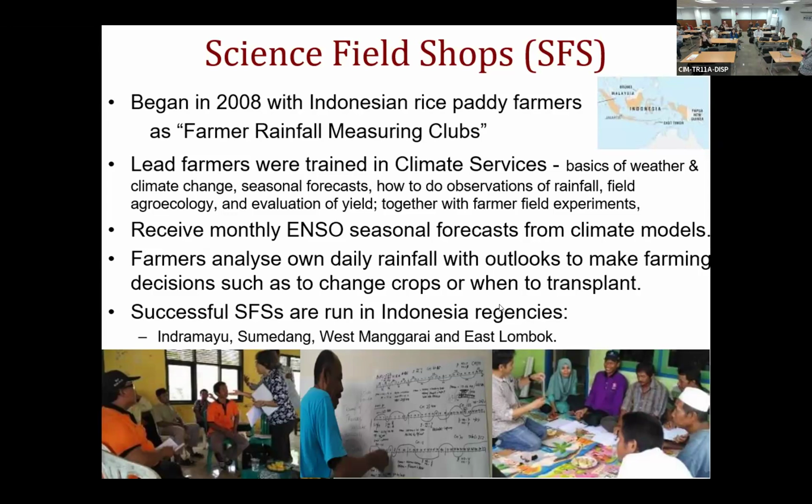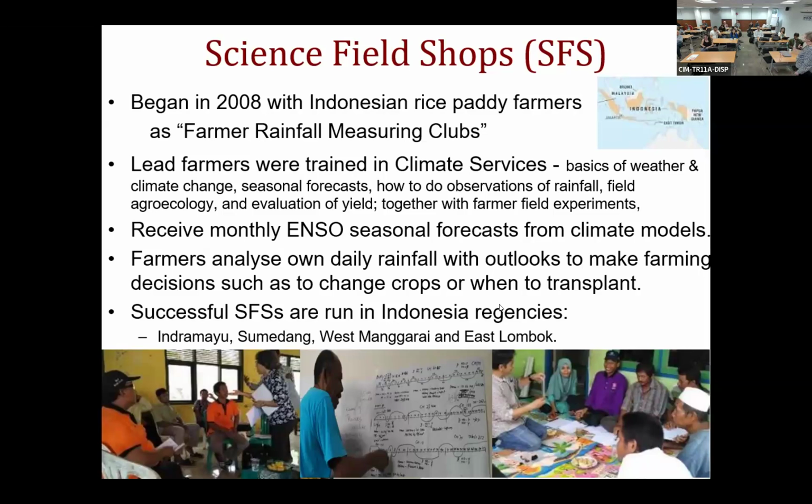And so we did some training of the lead farmers, and probably over 5 or 6 years, up until COVID, we trained maybe 150 lead farmers in what they call climate services. So some basics about weather and climate change, how to understand seasonal forecasts, how to do observations of rainfall, and then also some field agroecology. And this is where it's important that the farmer goes to the rain gauge every day, because these farmers were able to detect the pests and diseases before any of the other farmers around in their area, the ones who belong to the club.